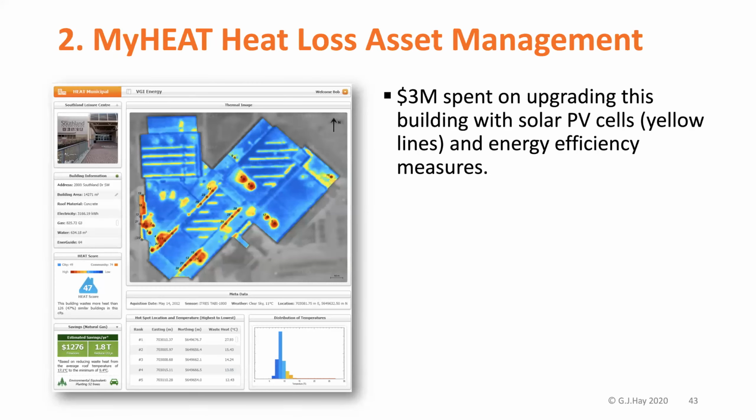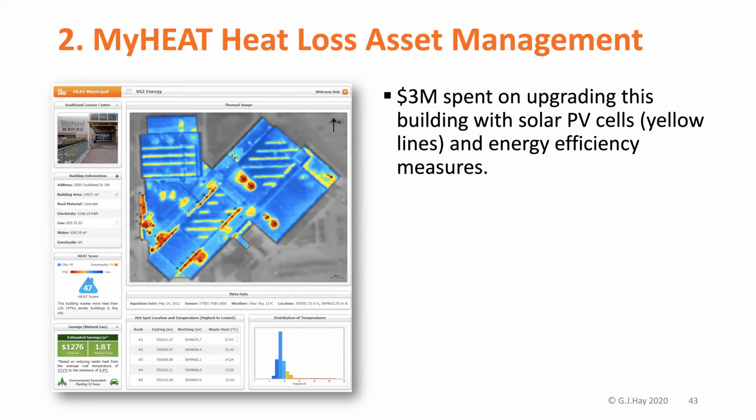As an example, this is a building. It's 14,000 square meters. It's a very, very large building. It's a wave pool. It's a recreation center in the city of Calgary. The city spent $3 million upgrading this building with solar PV cells. Can't say the word. And you can see that the building rooftop looks pretty good.